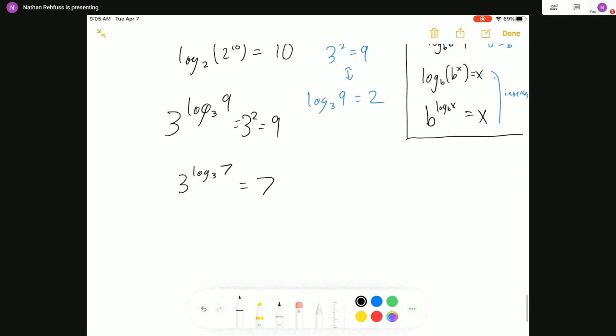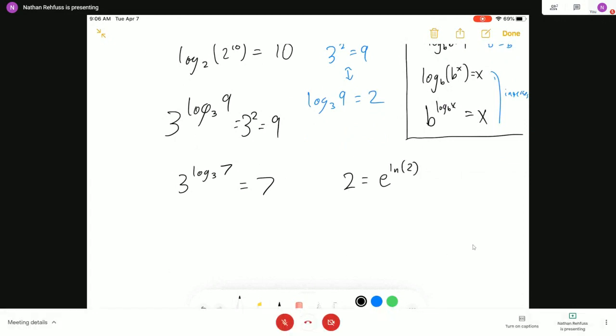Here's one other trick we can do with this method. I know that 2 is equal to e to the power of the natural log of 2. And that's because natural log is log base e, so these two functions undo each other. Just like 3 to the log base 3 of 7 is 7, e to the natural log of 2 has to be 2.